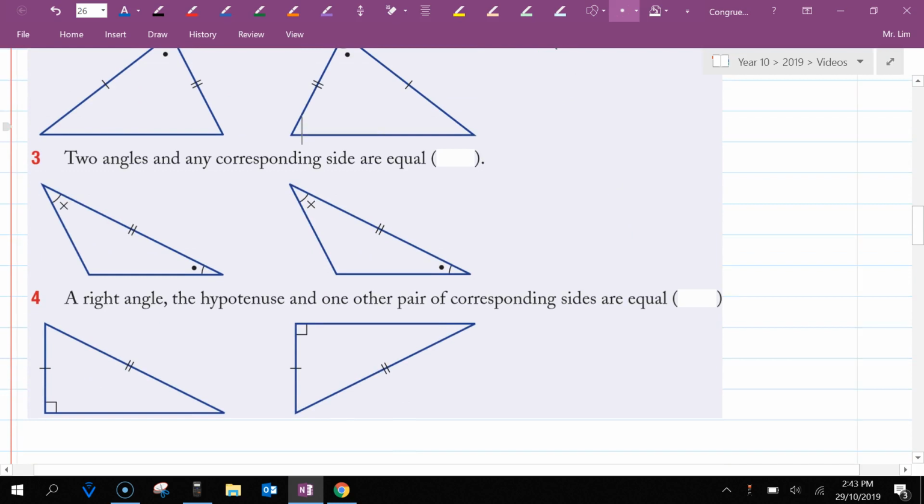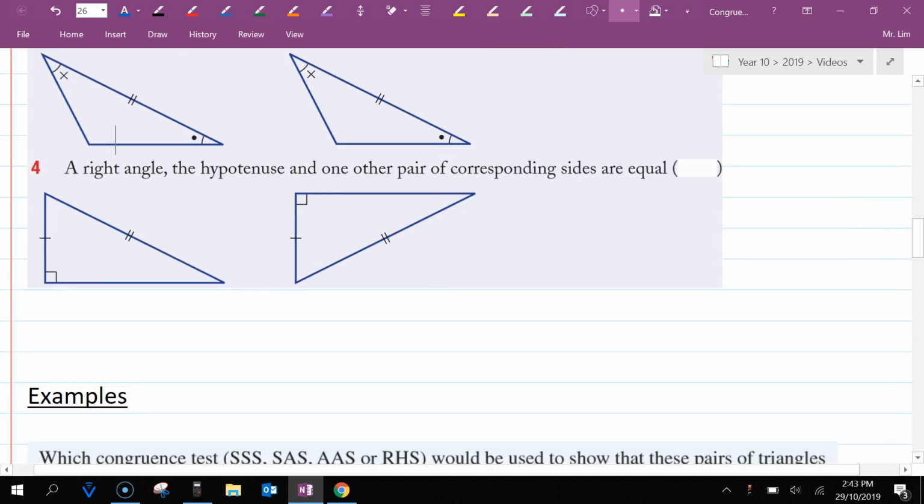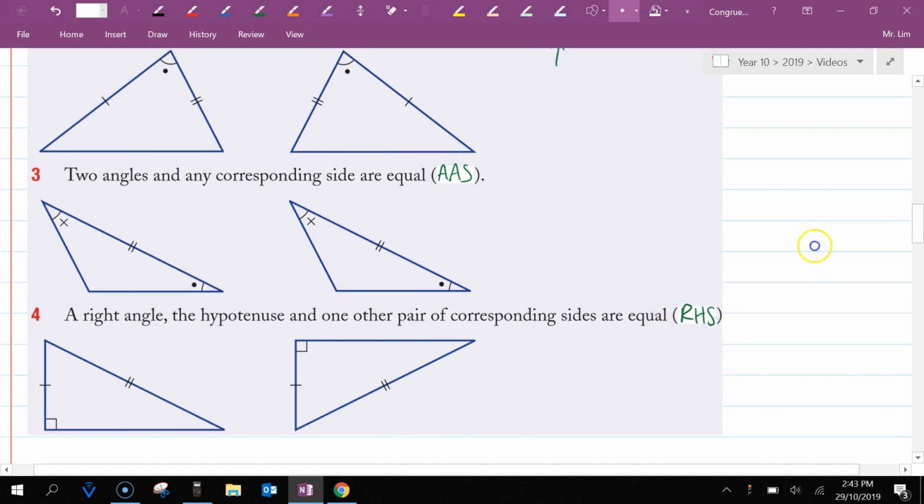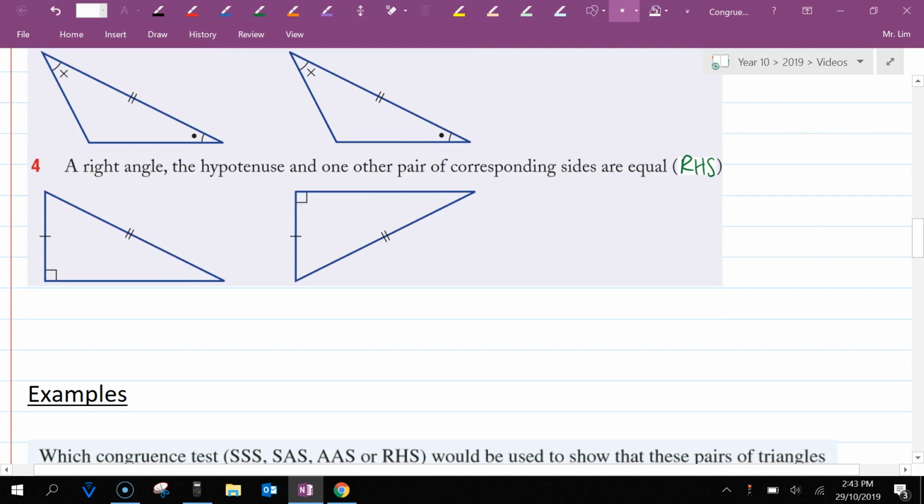The third one is 2 angles and any corresponding side are equal. This is AAS. So this angle corresponds with this one, they both have X. This angle corresponds with that one, they both have a dot. And this side corresponds with that one, they both have 2 lines. So it's angle, angle, side. And the last one is RHS. A right angle, the hypotenuse, and one other pair of corresponding sides are equal. So here we have a right angle, we have the hypotenuse, and we have a pair of sides.